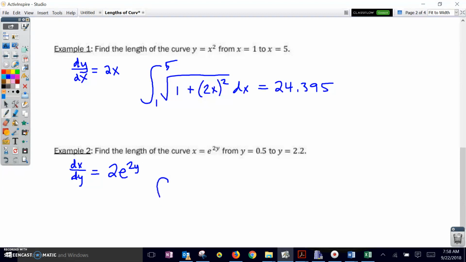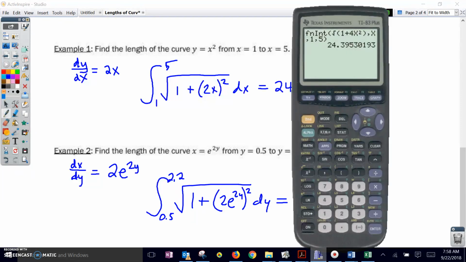And then we'll set up our integral to find the length of the curve. We're going to integrate from one end of the curve to the other in terms of y. Square root of 1 plus dx dy quantity squared with respect to y. And now again, it's a matter of punching things up on our calculator. We'll take the integral of the square root of 1 plus 4e to the 4y, so that's what I get when I square that.